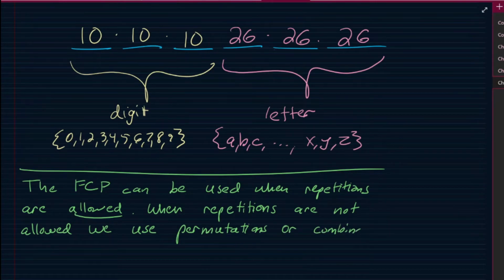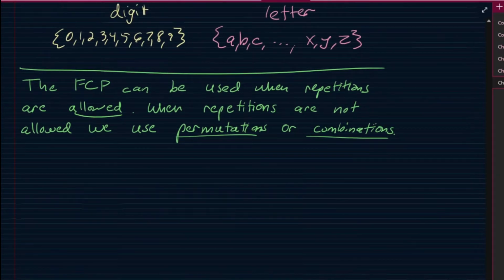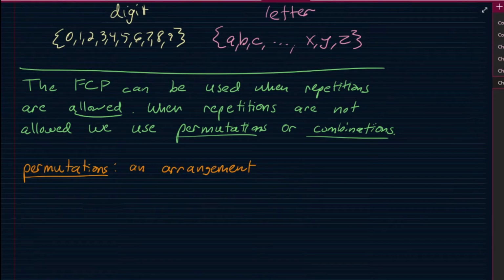And that's what we'll talk about here. So permutations are used to arrange n objects in a specific order. And that's a keyword, arrangement, that lets you know you want to use permutation. An arrangement of n objects in a specific order.